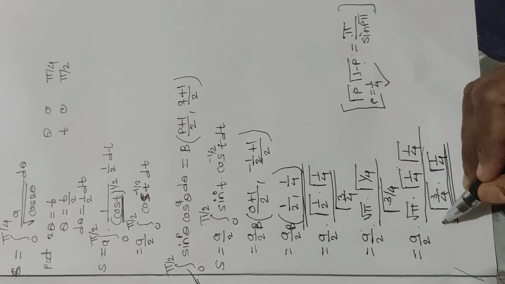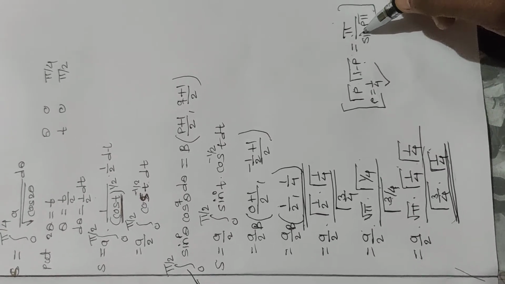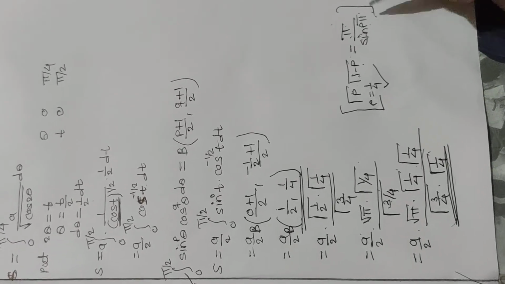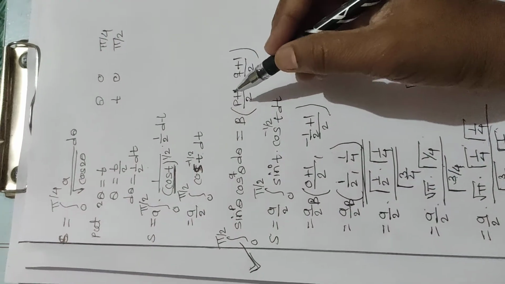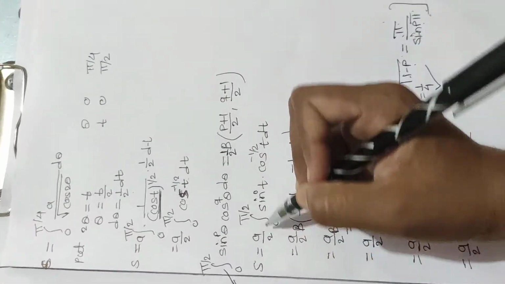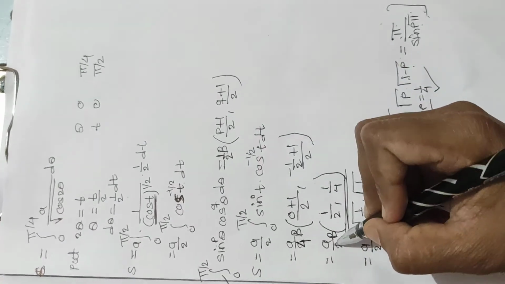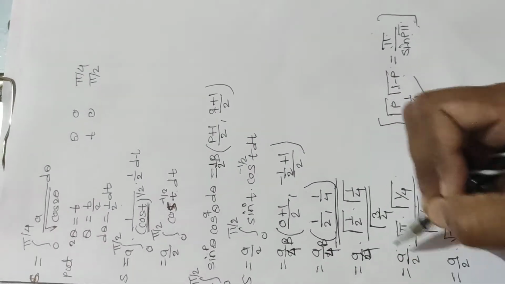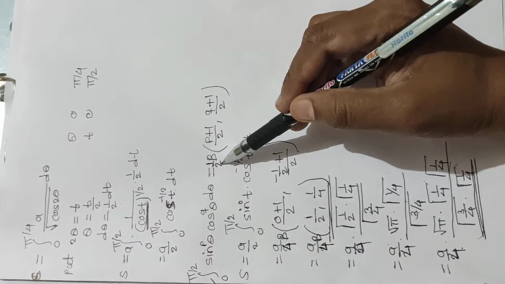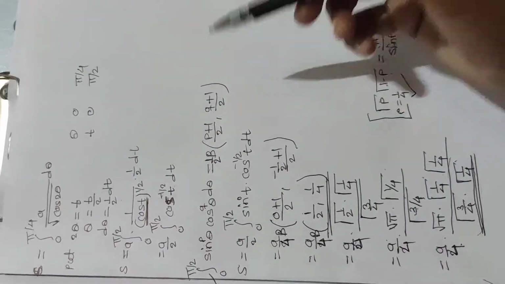So we have to directly write down the answer of this here. Pi upon sin pi by 4. Okay, sorry, here the result is 1 by 2 into beta. So we have to write down here only a by 4, because the result is 1 by 2 beta of p plus 1 by 2, q plus 1 by 2.